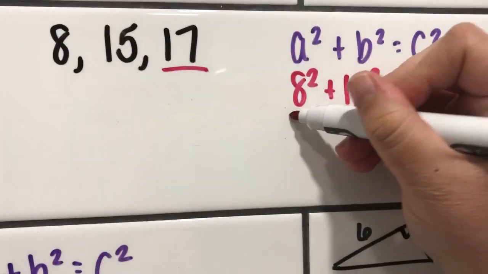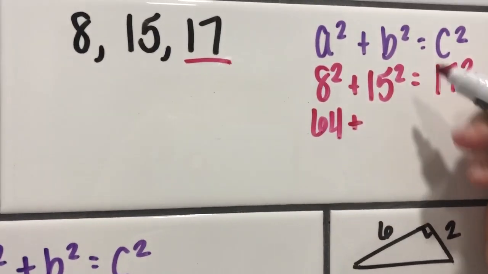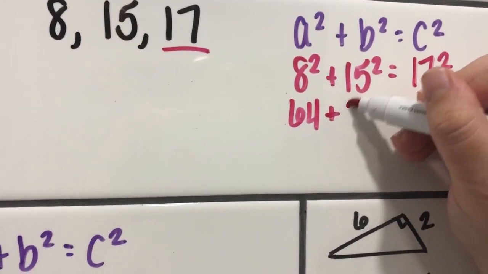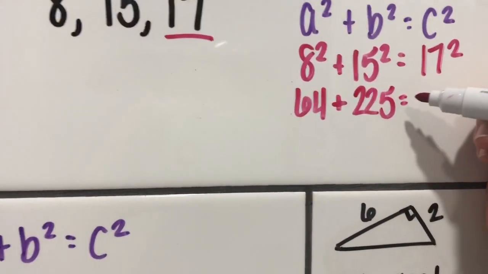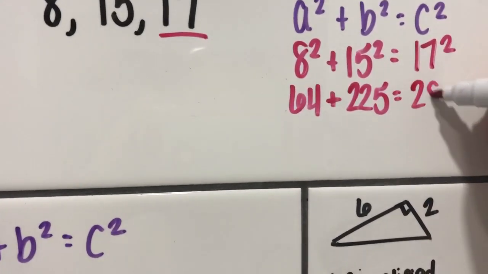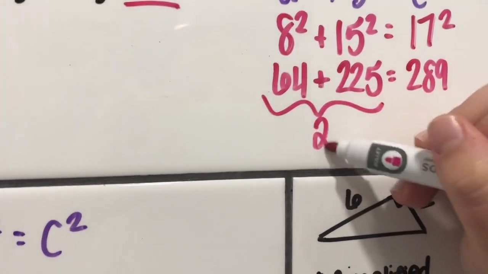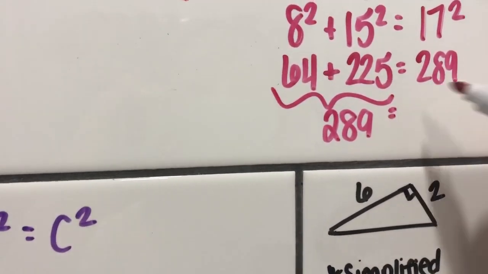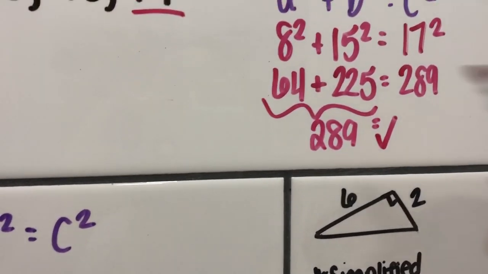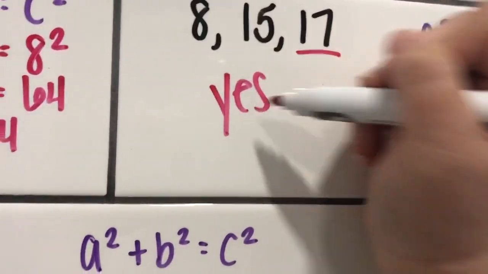Well, 8 squared is 64, 15 squared is 225, and 17 squared is 289. Now when I add these values up here, I do get 289, so it does equal. Therefore, this is a right triangle.